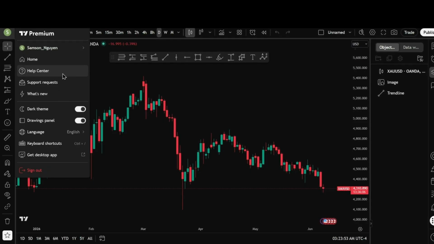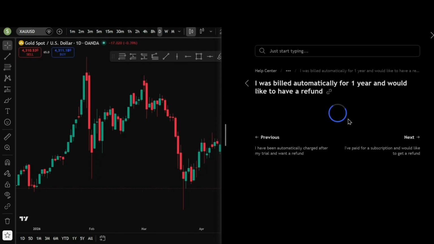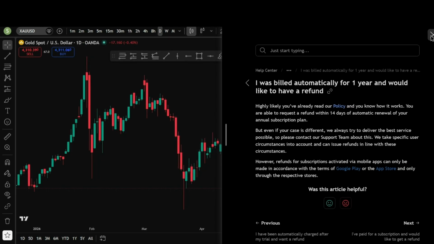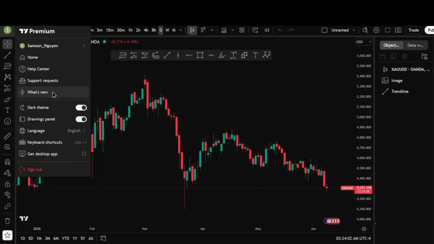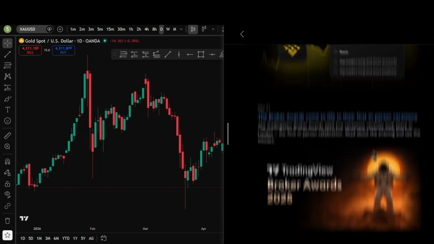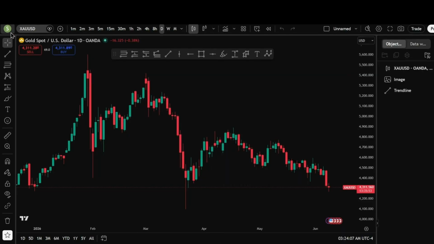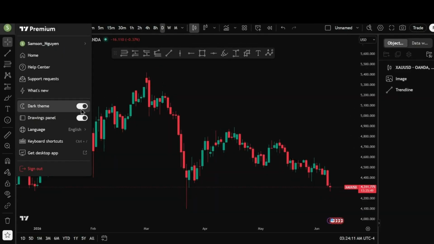Next is the Homepage button, the Help area, and the Discover New Features section. The Homepage button takes you back to the main TradingView page. The Help area provides guidance and troubleshooting if you're unsure how to use a feature. The Discover section shows the latest features and updates, so you can check out what's new.